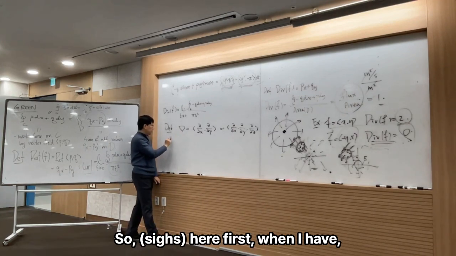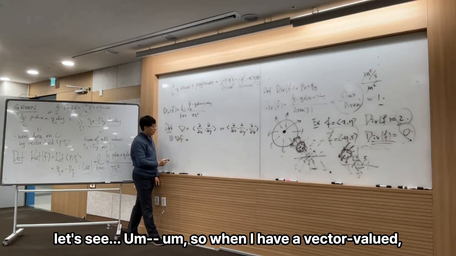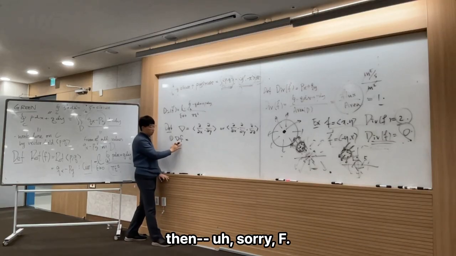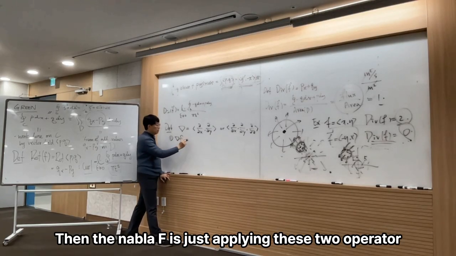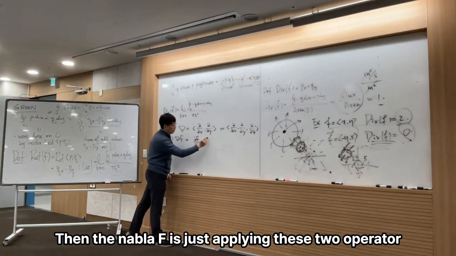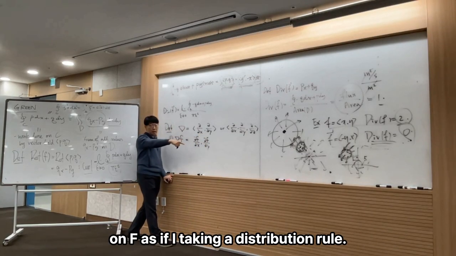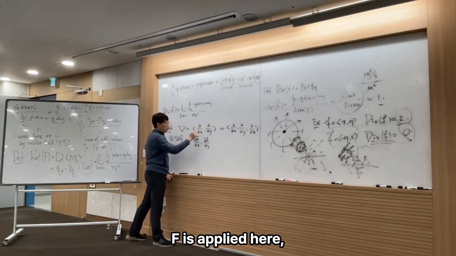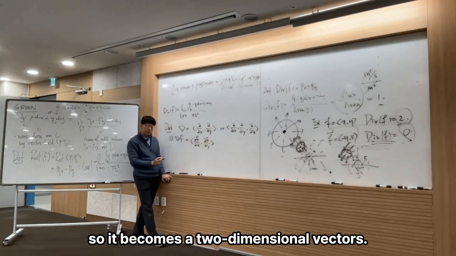So here first, when I have a real valued function f, then nabla f is just applying these two operators on f as if I'm taking a distribution rule. So f is applied here, f is applied here, so it becomes a two-dimensional vector.